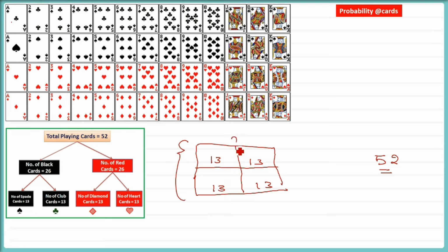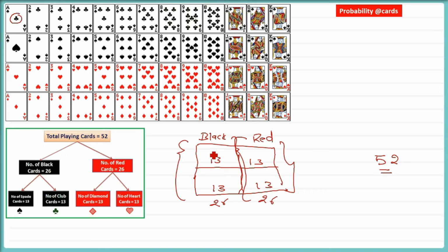From here to here, that is 13 and 13, 26 cards, they are black cards. Then the rest of the cards, which are again 26 cards, 13 and 13, 2 suites, are red cards. So there will be 4 suites, 2 black, 2 red.